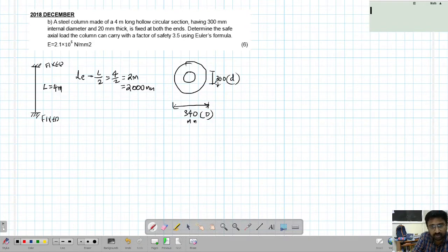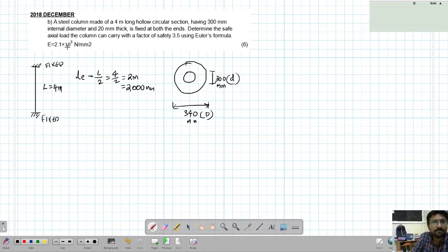So both our dimensions are in millimeter. Remember, 20 thickness is huge thickness practically. So this is a very thick column. Normally, for this kind of columns, the thickness will be 4 mm, 6 mm, 8 mm, 10 mm, 12 mm. This is 20 thick, so it's huge.